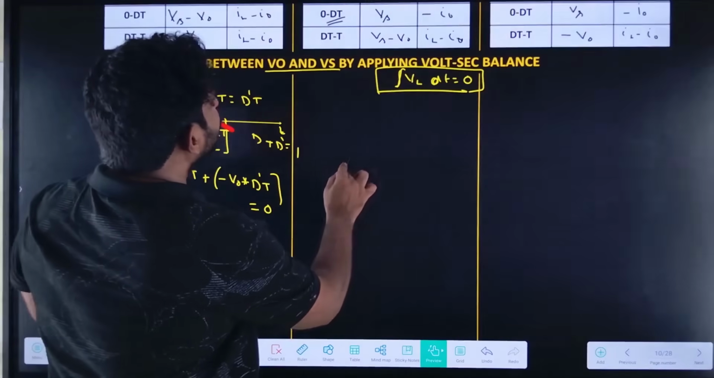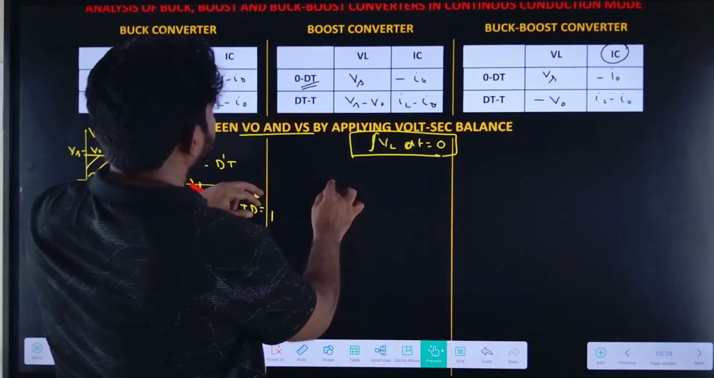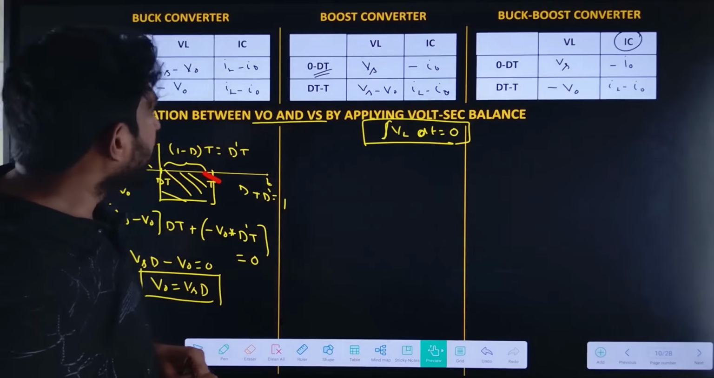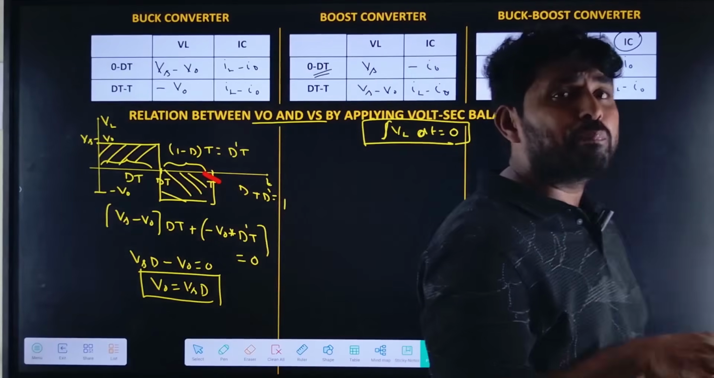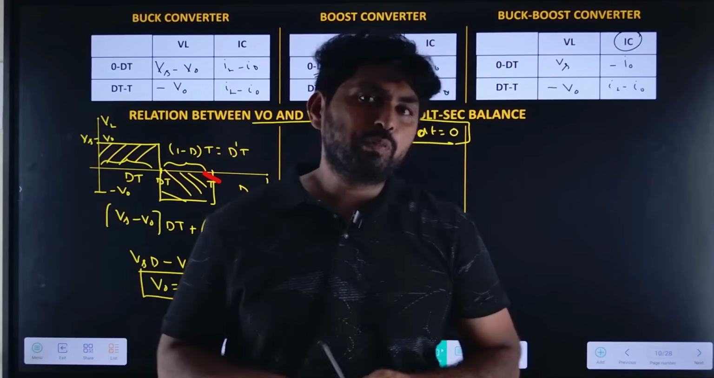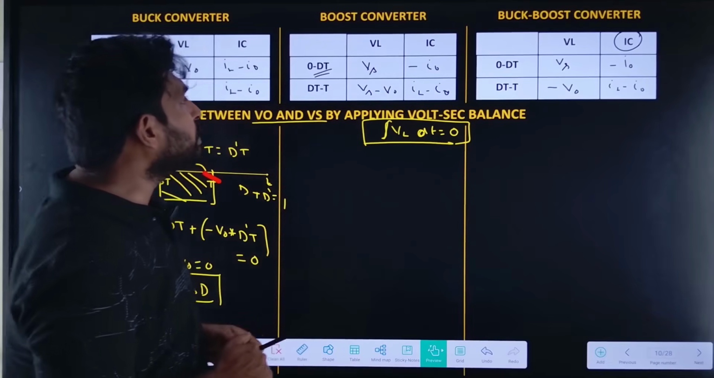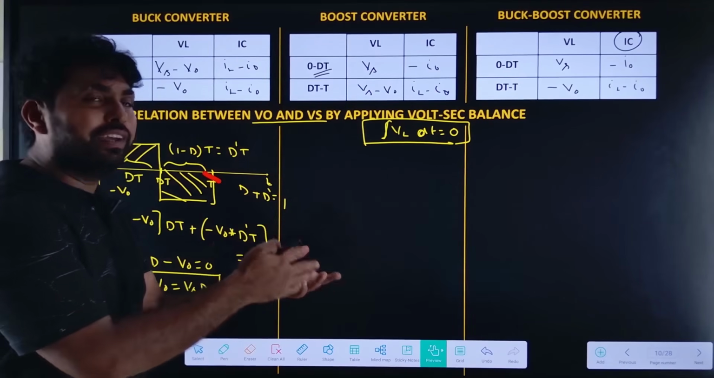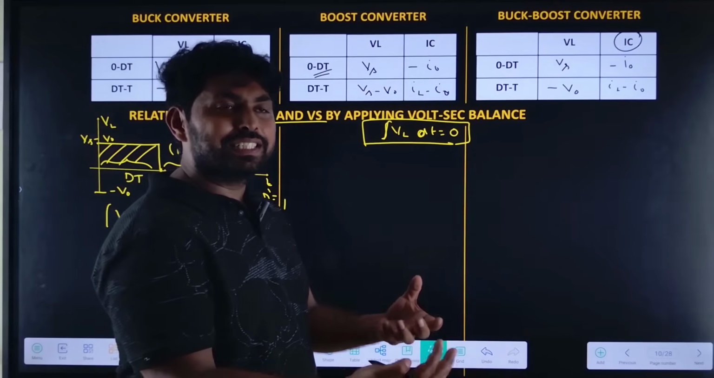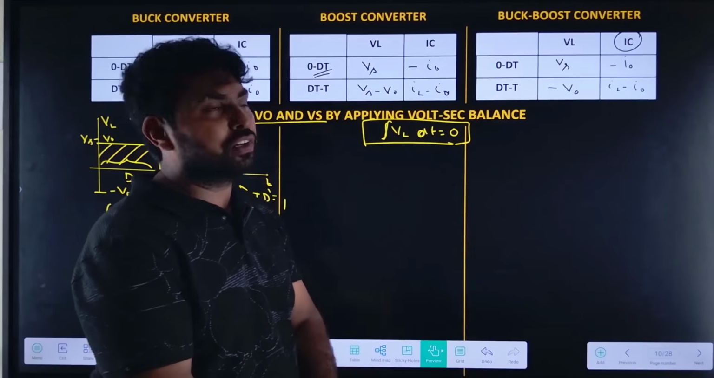So now let us do for the boost converter. Same analysis let us apply for the boost converter. So what we have to do? We need to apply the volt-second balance to get the output voltage of the converter. What is the volt-second balance? Integration of VL into dt is 0. That is charging area plus discharging area. If you combine both, it should be equal to 0.